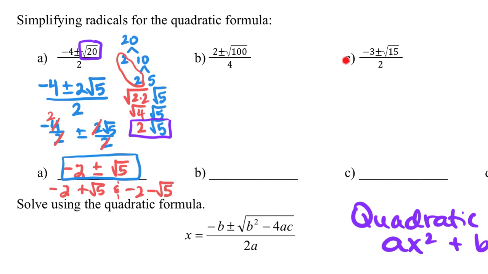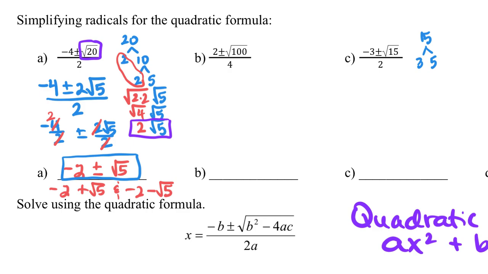Let's skip over to example C, where we have negative 3 plus or minus the square root of 15 divided by 2. And again, we're going to start with looking at the radical separately. And when I look at 15, 15 is not on my diagonal, so I want to see about breaking that down. And it is not an even number, so 2 doesn't go in there, so I'm going to check 3. 3 does divide into 15 5 times.